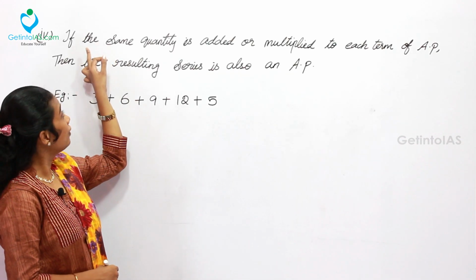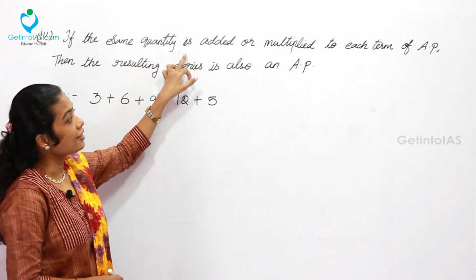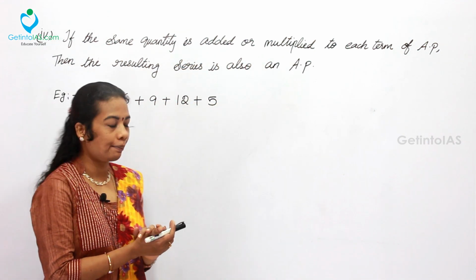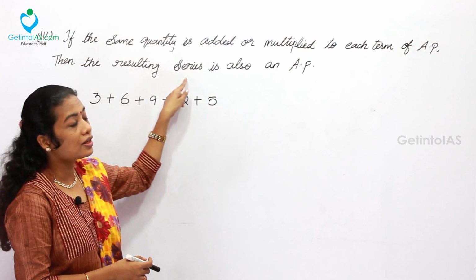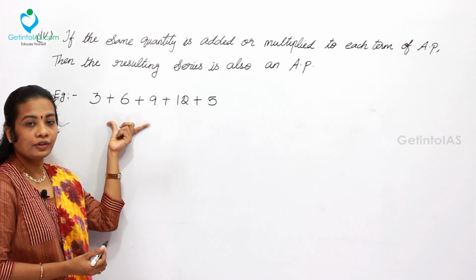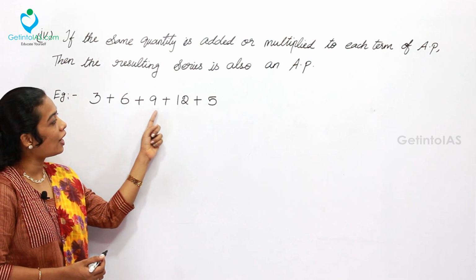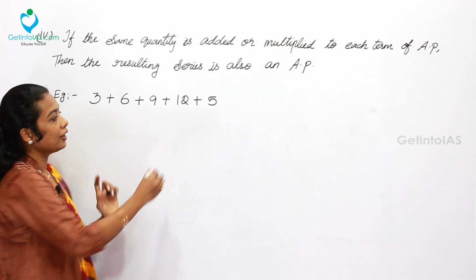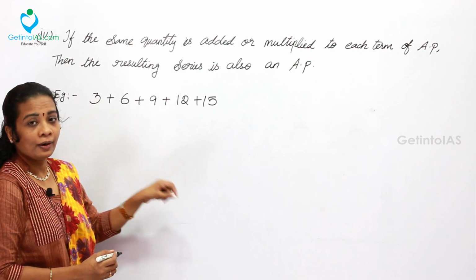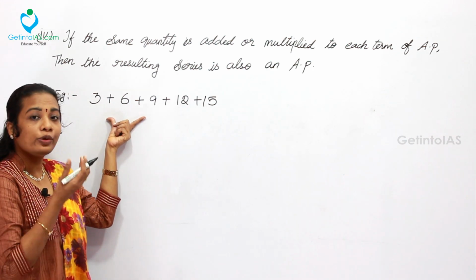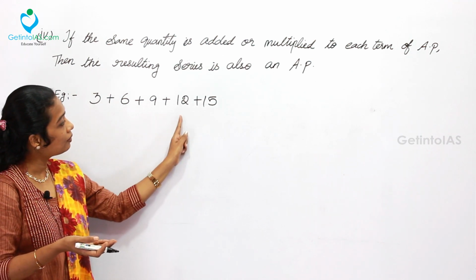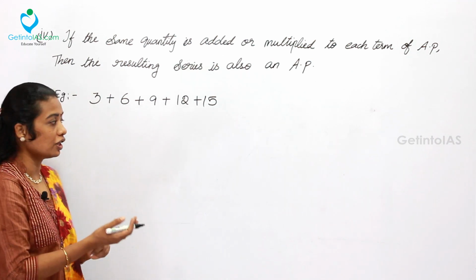The next one: if the same quantity is added to or multiplied with each term of an AP, then the resulting series is also an AP. Say for example, I have taken one AP: 3, 6, 9, 12, 15. Here, which is an AP. How could you say it is an AP? The difference is 3, 3, 3 everywhere, that is plus 3.